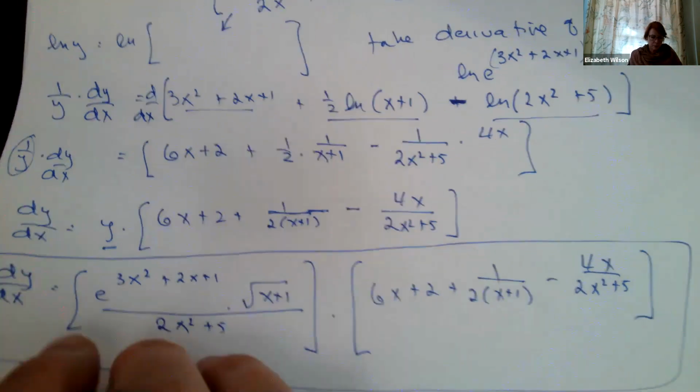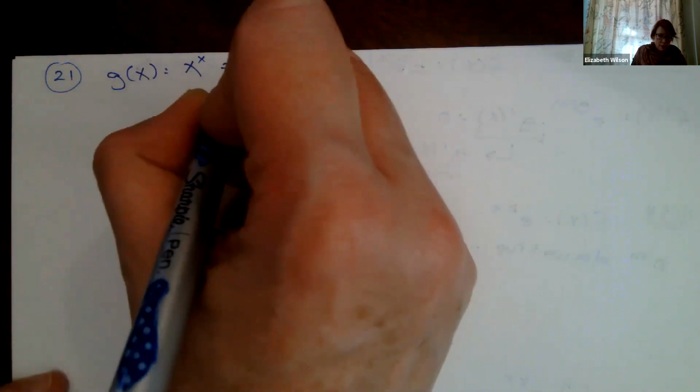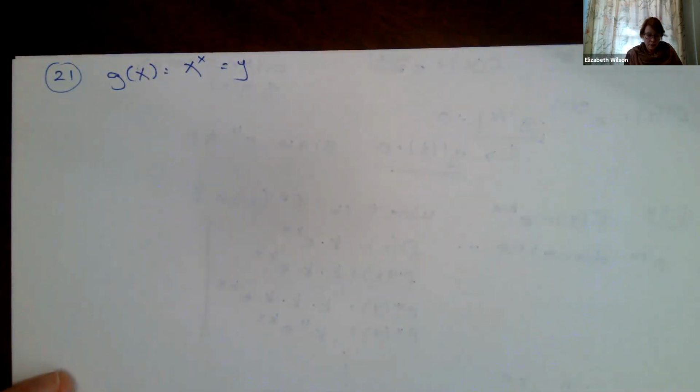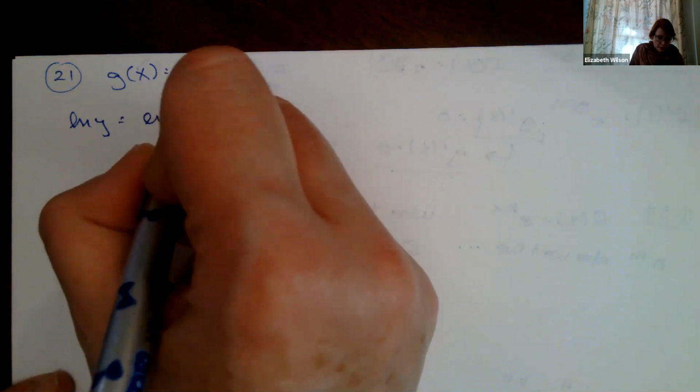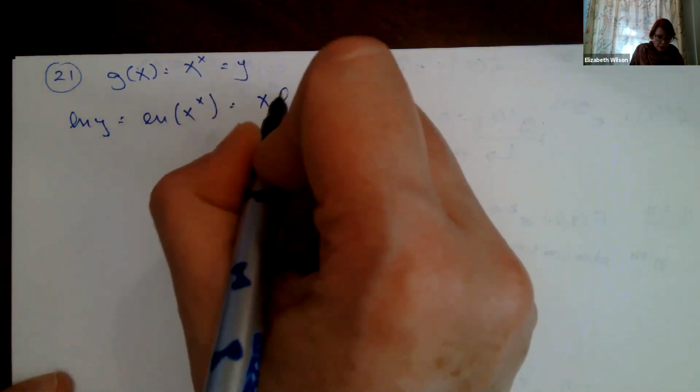Okay, let me do the last problem here. I'm choosing question 21. This is 2.5, question 21. So g of x equals x to the x. I usually just substitute it to be y, just because I know I have to do logarithmic differentiation. So I'm going to say the natural log of y equals the natural log of x to the x, which is going to make it x ln x.